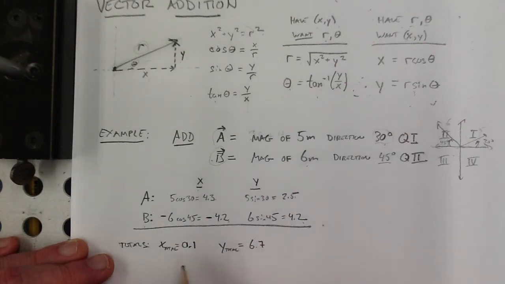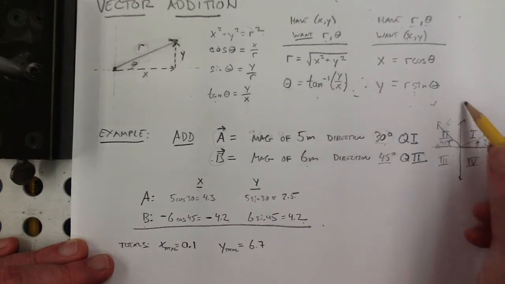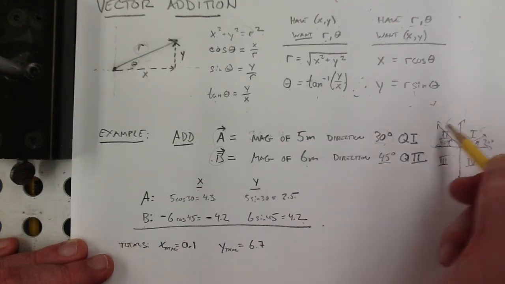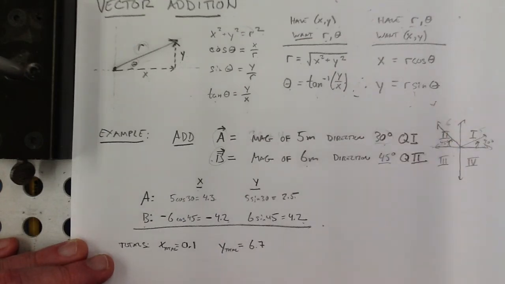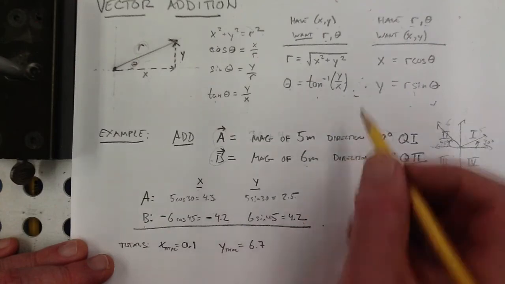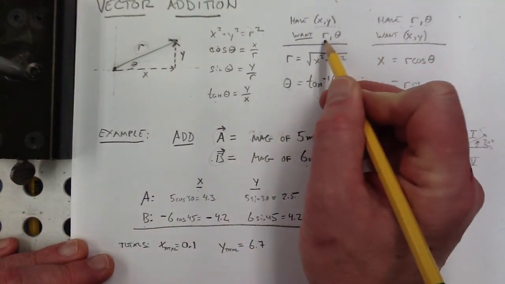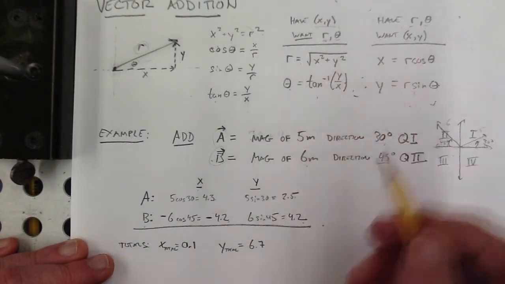And then, I mean, that's the answer, right? The answer is a vector that has like an x component. That was right when we did this, so like it goes over just a tiny bit and then up. That's what happens if you add this and that. So now we got to put them back together, and so now we have an x and a y, and we want to have the r and the theta.